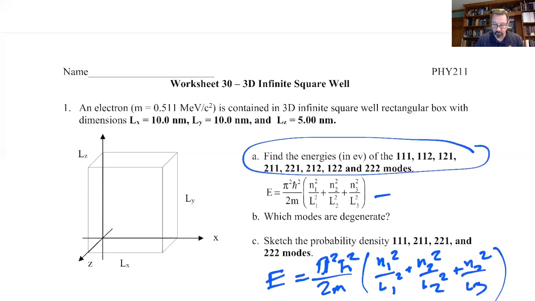I don't know why I rewrote it. It's right there. Calculate what the energy is. Tell me which ones are degenerate, and then just draw a quick sketch with balls, basically, of those particular modes. And that's what we're doing for Friday.